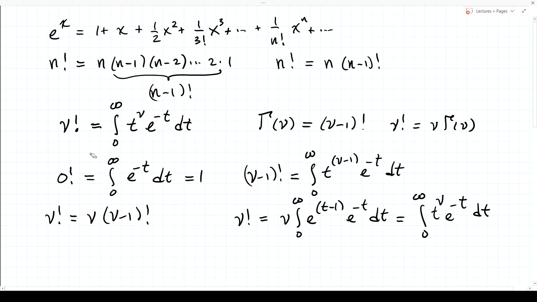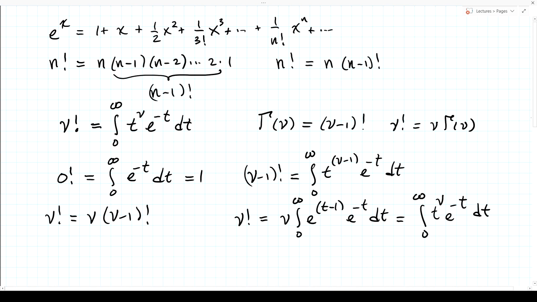And it agrees with n factorial when nu is equal to 0, n is equal to 0. So this generalizes the factorial function at every non-negative integer value of nu. This gives you n factorial, and then it interpolates between that for other values of nu.